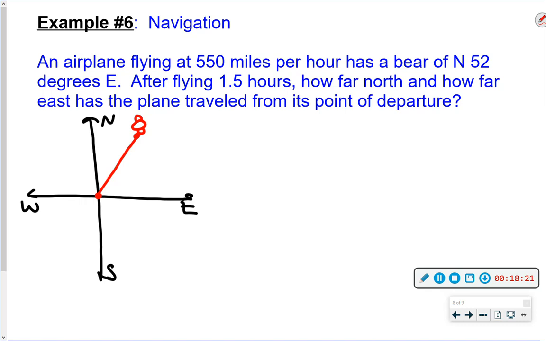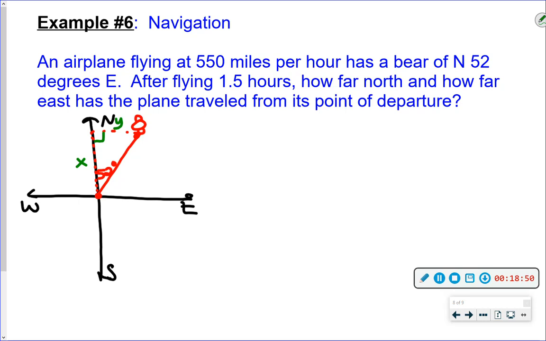Well, first let's get this angle, the 52 degrees labeled. So from the origin, he went north, east. So this, of course, is my 52 degrees. And here's a little pro tip. Your bearing angle is always made with the vertical, the north-south line. It always just works out that way. And we want to know how far north, so I need this side, and how far east. So we need the two sides of the right triangle.